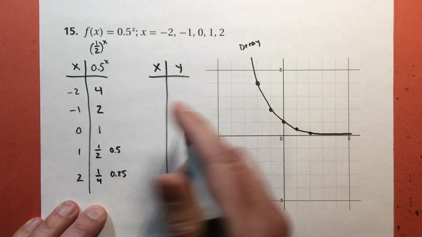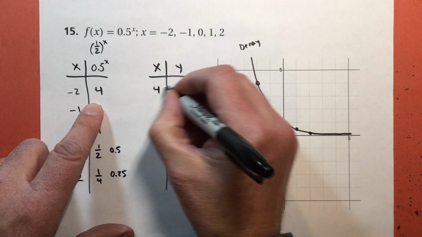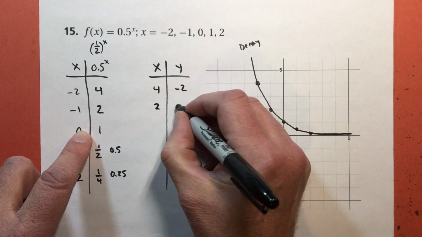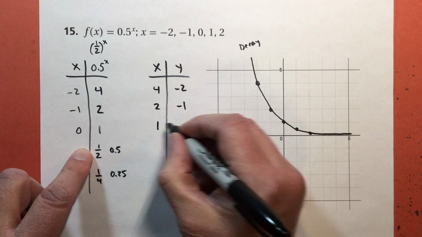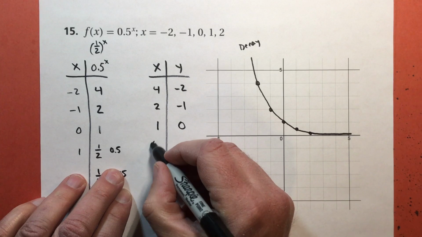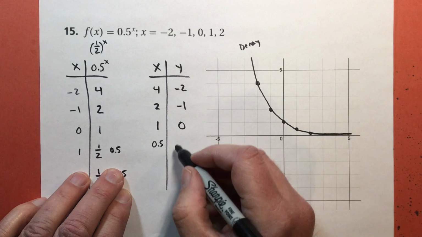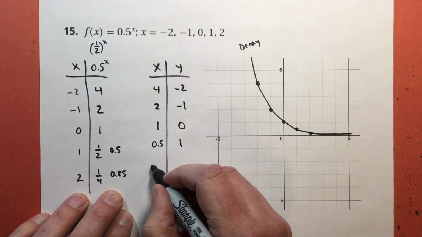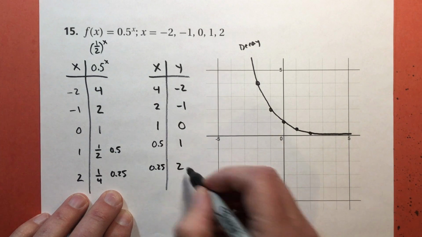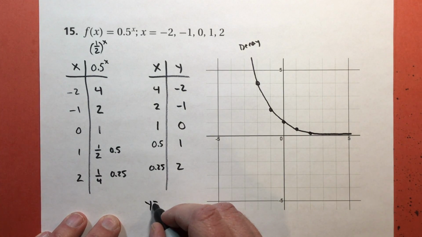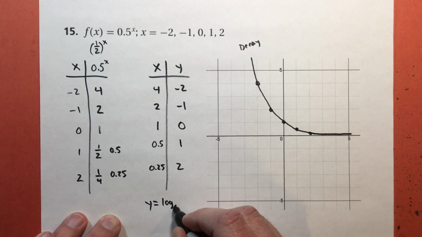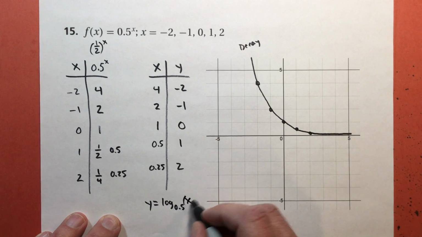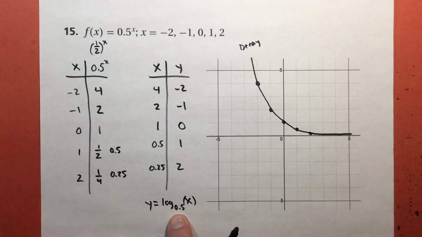All I'm going to do is switch these two. So instead of (-2, 4), I'm going to do (4, -2), (2, -1), (1, 0), (0.5, 1), or 1/2, I don't care, and (0.25, 2). And this function is y equals log base 0.5 of x. That's the function I'm actually doing, that's why we're learning about logarithmic functions. It's actually in the title right there, logarithmic functions.